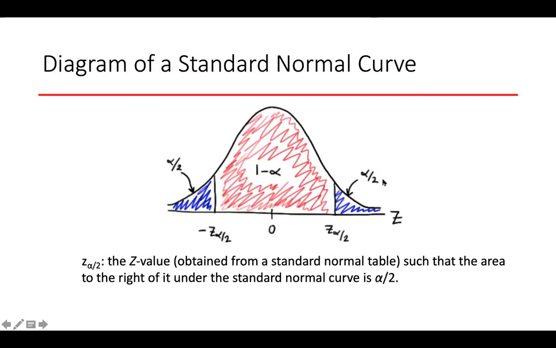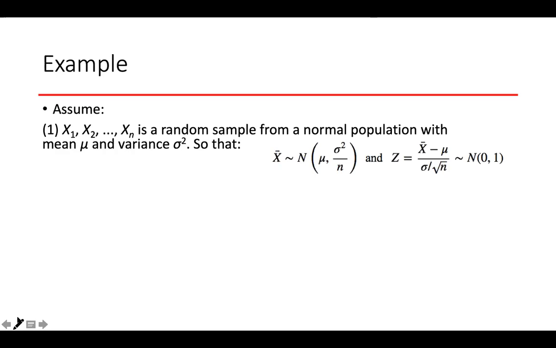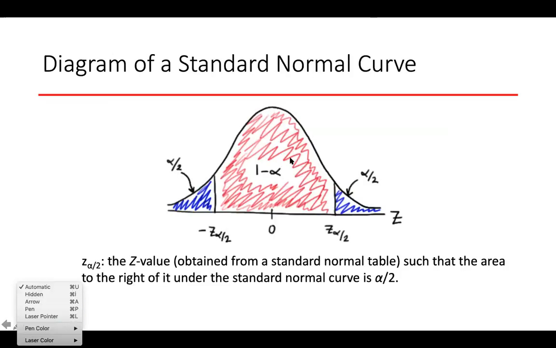Yes. We said alpha over 2, okay? And then we said z alpha over 2, minus z alpha over 2. And between these two values, I will have 1 minus alpha, okay? So we will use these alphas or 1 minus alphas in our confidence level calculations, okay?